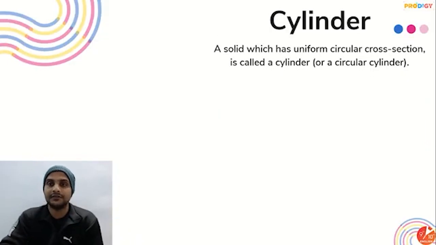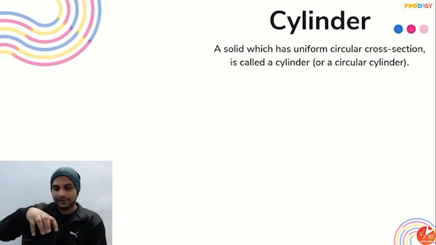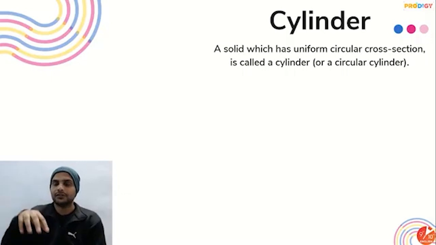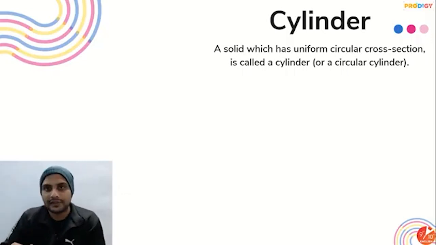A cylinder is a solid which has uniform circular cross section. A circle, if you keep circles of the same radius on top of each other, the shape which will be formed will be a cylinder. Okay, will be called a cylinder.